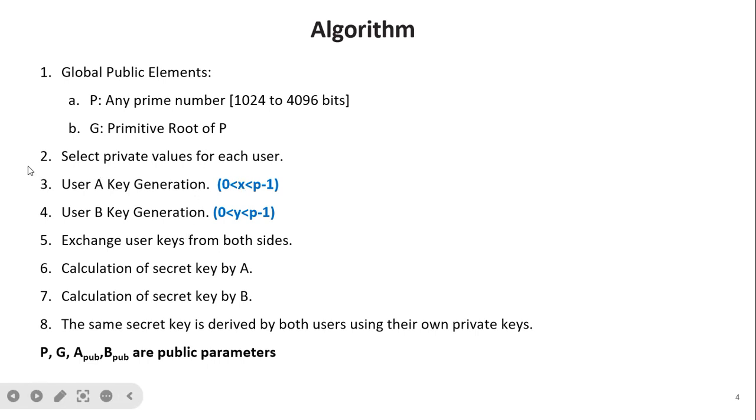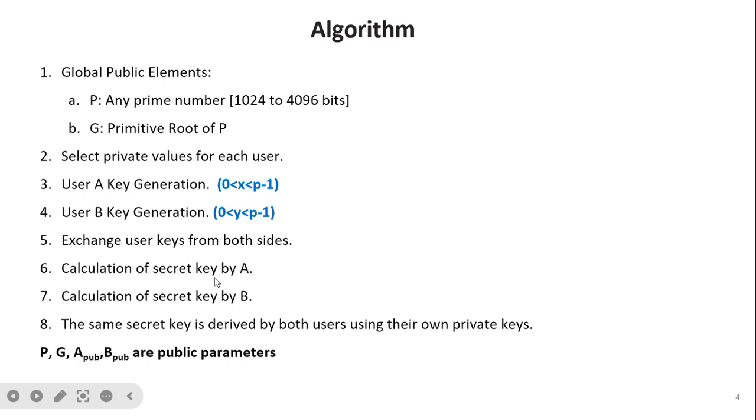This algorithm is very easy. We require to select the two global public elements, that is P, any prime number, and we require to find out the primitive root of P, which is G. I will explain how we calculate the primitive root of P. Then we require to select the private values for each user. They are private, they are not exchanged. Now by using their private values, they generate the keys. For example, user A generates the key, user B generates the key, and their keys are public and they are transferring to each other. Exchange the user keys from both sides.